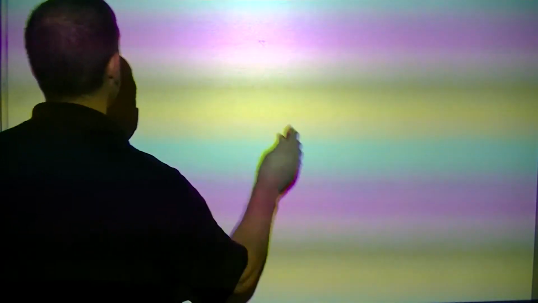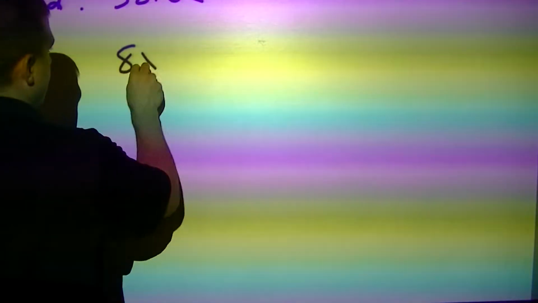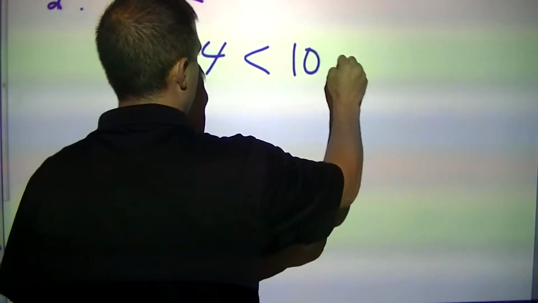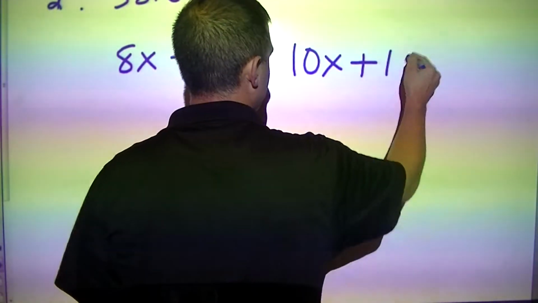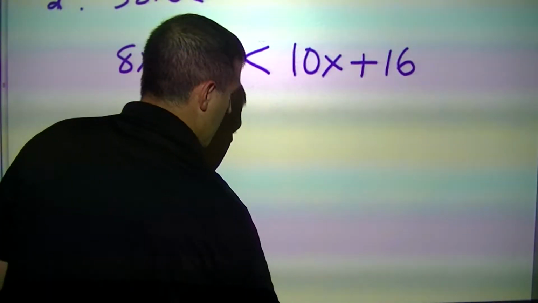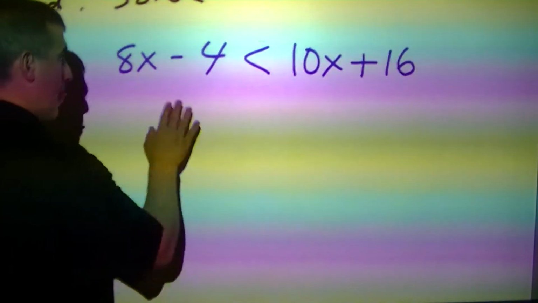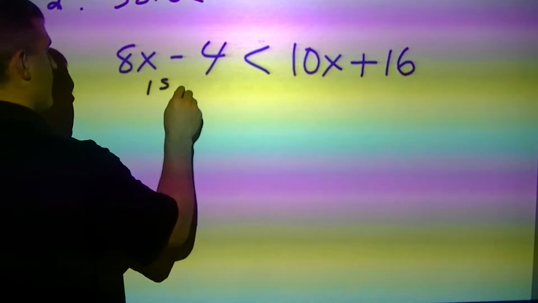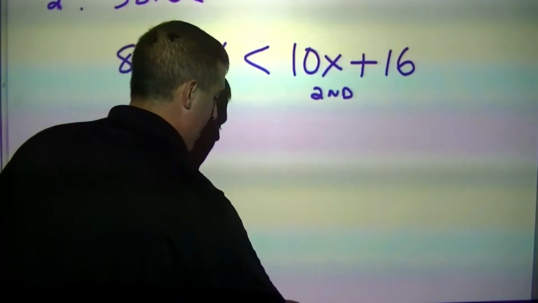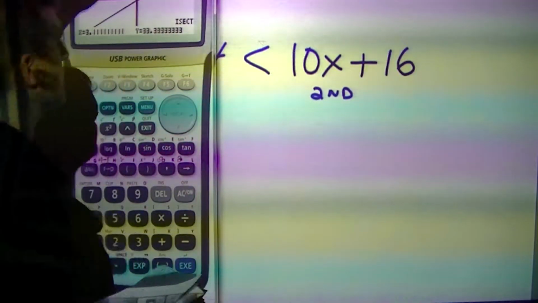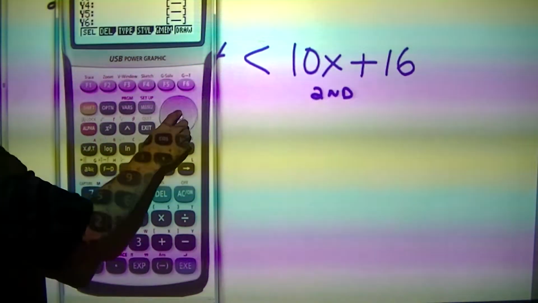The next one could say something like this. Question number 2, solve. I might have something like 8x minus 4 less than 10x plus 16. Now, we're also going to graph this one. In the past, this has been our first line, and this has been our second line. To help us with our inequality, I'm going to go back and delete these.